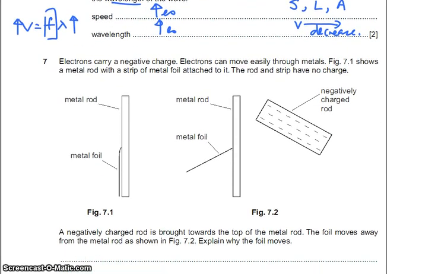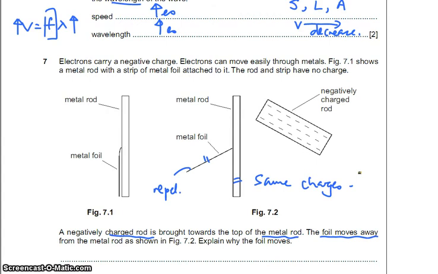Question number 7 is about electrostatics. By looking at it, it says that electrons carry negative charges, and electrons can move through the metal. So right now, there's a negative charged rod brought towards the top of the metal rod. It says the foil moves away. That means the foil repels, right? If they repel, that means this part and this part must have the same kind of charges. Make sense? Same kind of charges.